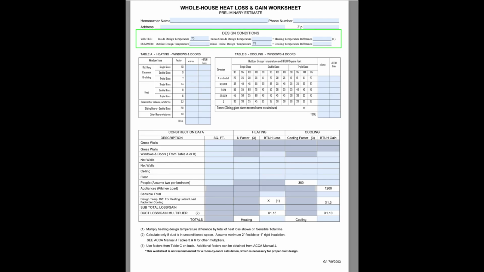So to wrap this up, always remember, inside design conditions is the goal of the inside environment. The outside design conditions is the expected challenge. That's what the house has to work against during those seasons: the wintertime, the cold, the summertime, the heat. So together they form the foundation of every load calculation and system design.